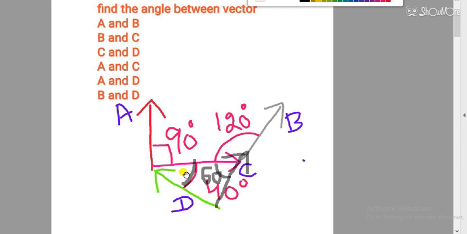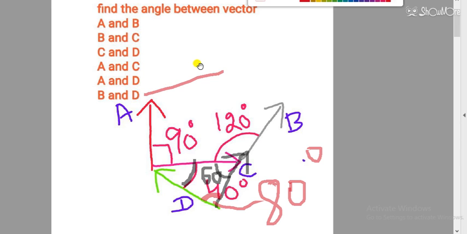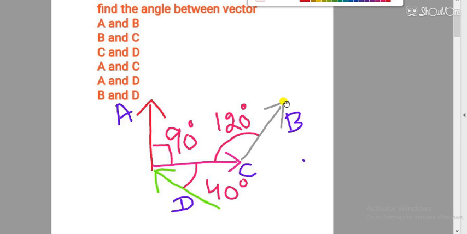So 40 plus 60 is 100. That means this angle will be 80 degrees. So 80 degrees is the angle between B and D. You can see the tail of B is meeting the tail of D. So the answer for the angle between B and D vectors will be 80 degrees. I hope it is clear. Now we are going to the next question.